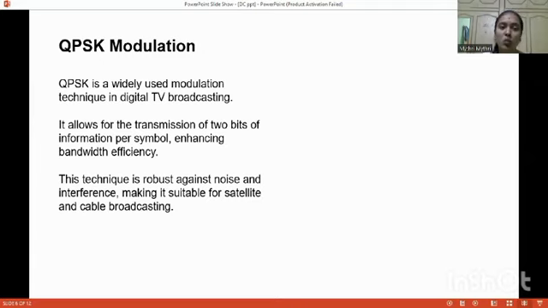QPSK modulation. QPSK modulation is a widely used modulation technique in digital TV broadcasting. It allows for transmission of 2 bits of information per symbol, enhancing the bandwidth efficiency. This technique is robust against noise and interference, making it suitable for satellite and cable broadcasting.